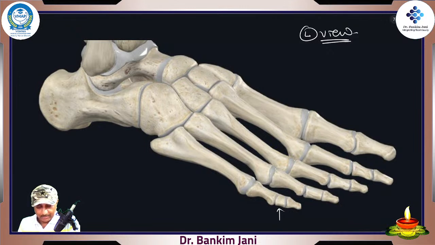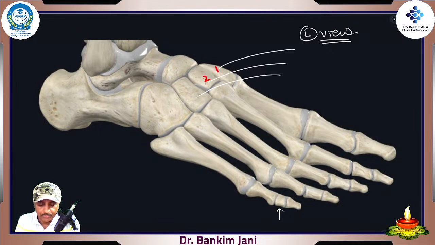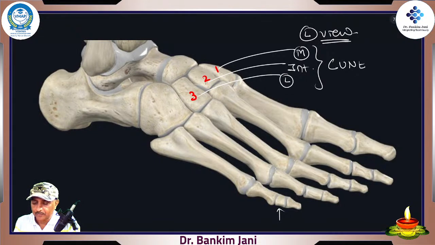So that is, and wonderfully seen bones. I'll just mark 1, 2, and 3 over here. This is 1, this is 2, this is 3. And they are none other than the medial, intermediate, and the lateral cuneiforms. Cuneiform. Very nice, right?